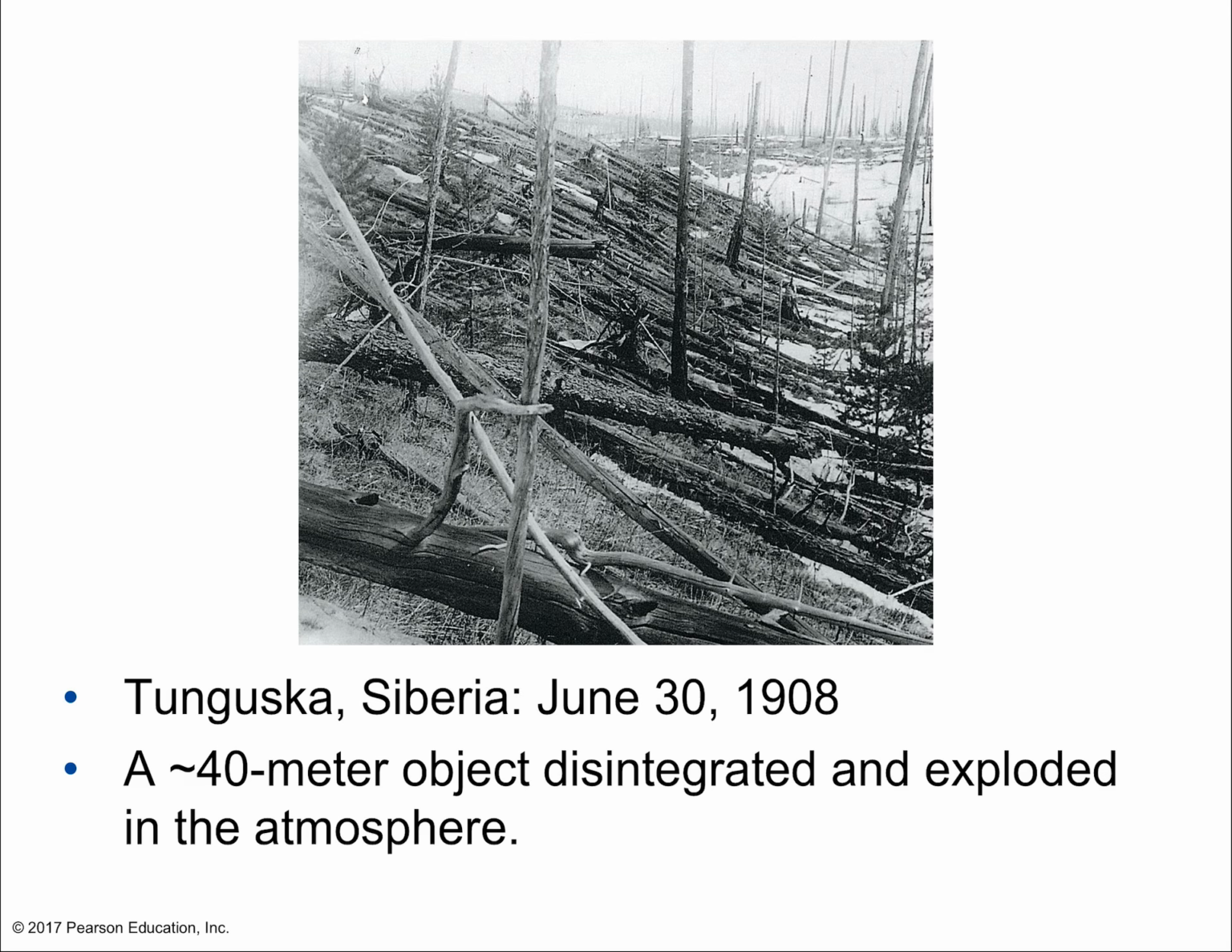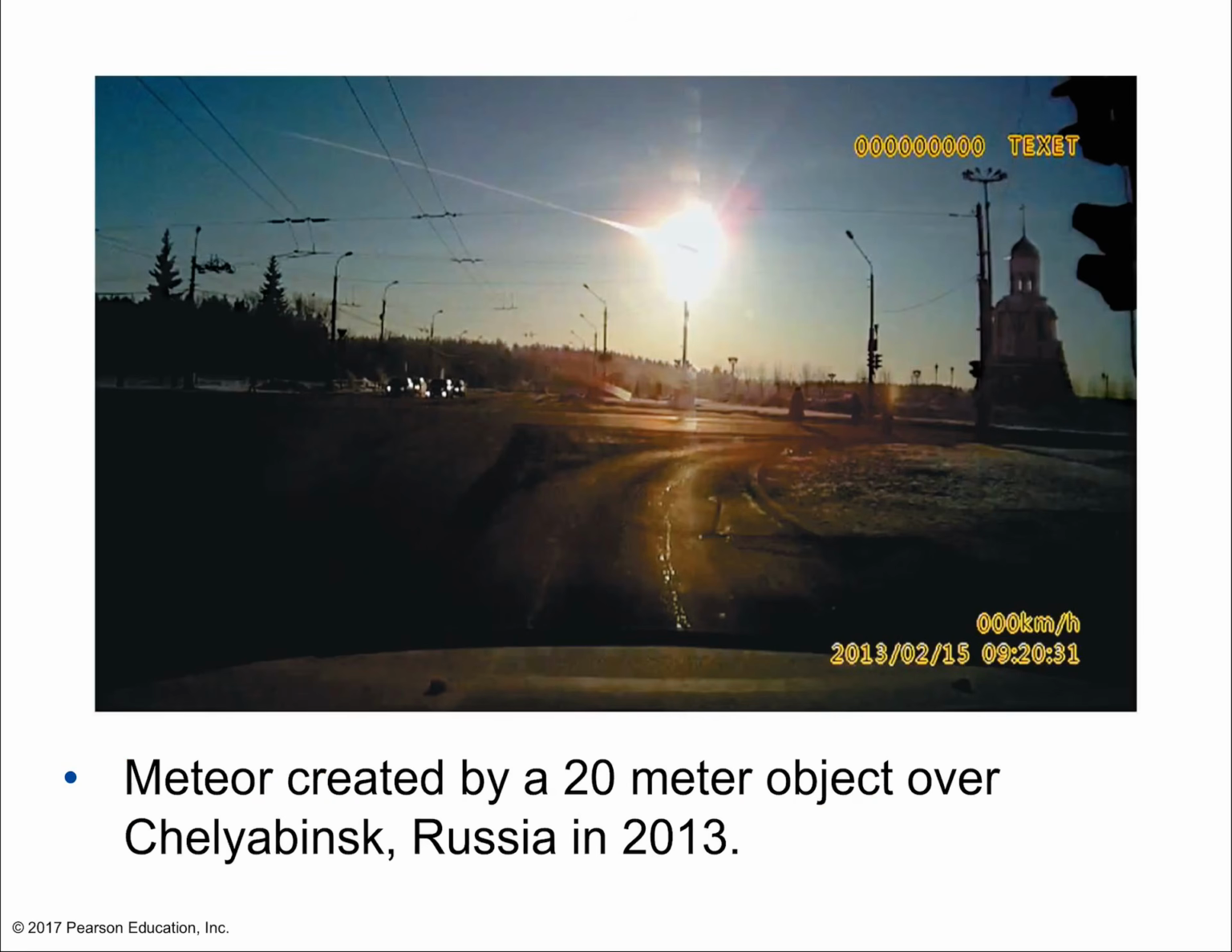So here is Tunguska, which is in Siberia in 1908. An impact released a huge amount of energy that knocked over a bunch of trees because it releases a shock wave of energy, kind of like a nuclear blast, and then that energy just levels everything in its path. So a 40-meter object, not nearly as large, but still quite large, disintegrated and exploded in the atmosphere.